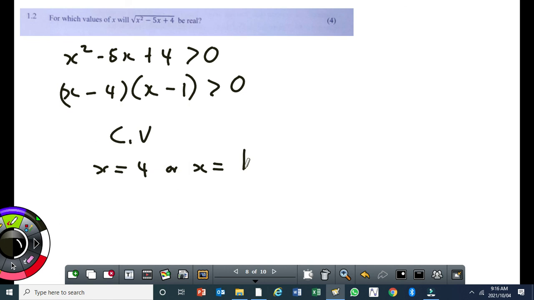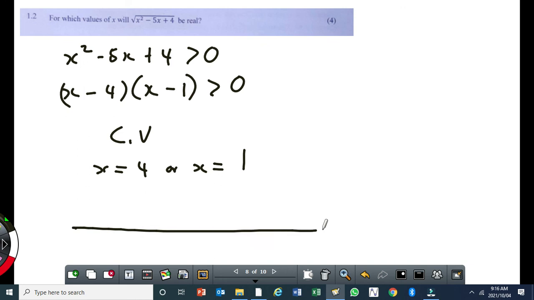Let me warn you, on the 5th of November, whether you like it or not, you have to solve a quadratic inequality. So you cannot come on the 5th without knowing how to do it. So let's use the number line.